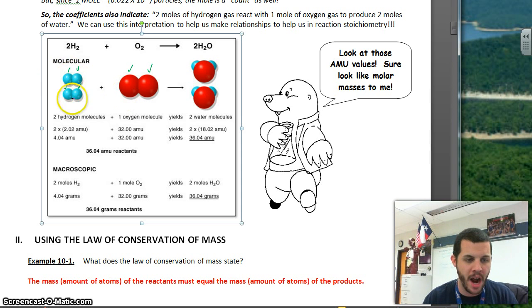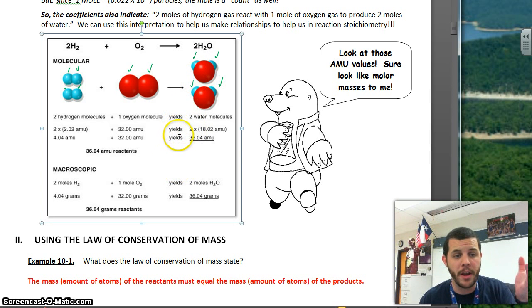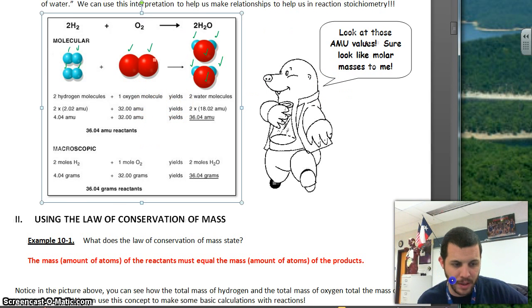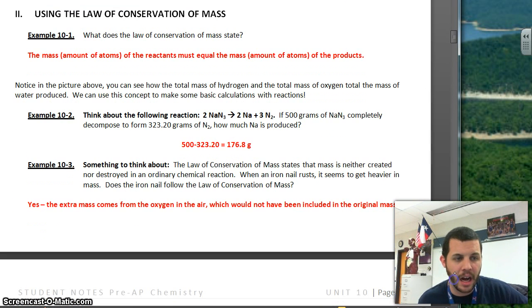Remember, there were 4 hydrogen atoms on the left, and now I've got 4 hydrogens on the right as well. They look different, now they're part of water molecules, but there are still 4 hydrogens. I've also got 2 oxygen atoms. I had 2 over here as well. So the law of conservation of mass was obeyed. So that's what problem 10-1 says: what's the law of conservation of mass.